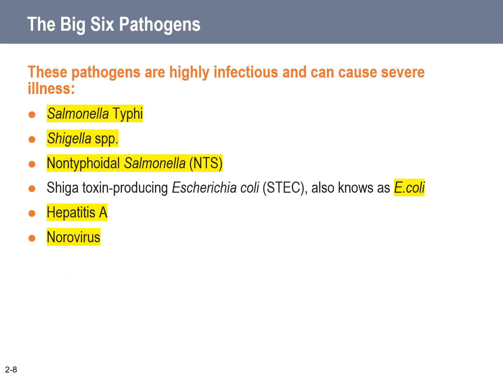There's something called the Big 6 pathogens. These 6 pathogens are what's making people most sick most of the time. There's Salmonella Typhi, Shigella spp., non-typhoidal Salmonella, which is usually from chickens, Shiga toxin-producing E. coli, known as E. coli, hepatitis A, and norovirus. The first 4 of these are bacteria, and the last 2 are viruses. Like I said, these are the 6 that get people most sick.